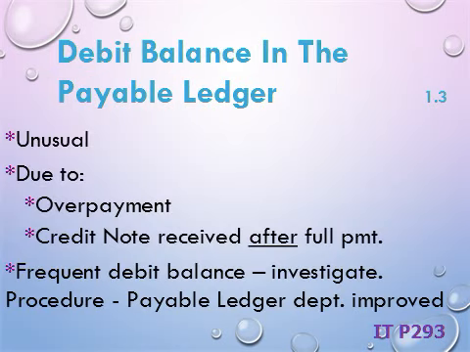A debit balance of a supplier in the payable ledger is unusual. It could be due to an overpayment to the supplier, or a credit note was received from the supplier after full payment. If there is frequently a debit balance in a supplier's account, it needs to be investigated. It could mean that the procedures followed in the payables ledger department need to be improved.